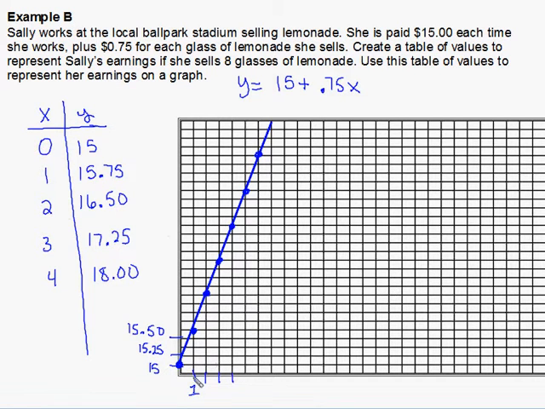I don't think my graph went far enough. It did not. Oh no. 1, 2, 3, 4. We need 4 more spots. Okay, well, we'll go ahead and just plug in 8. And 0.75 times 8 is 6. So that would be $21.